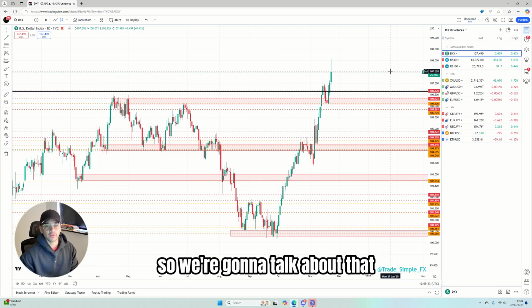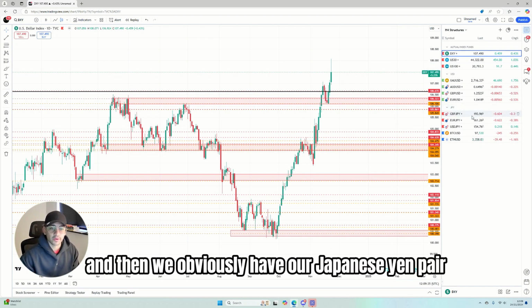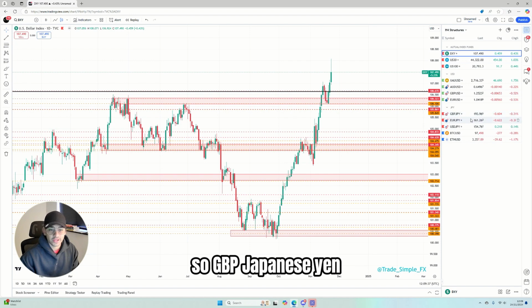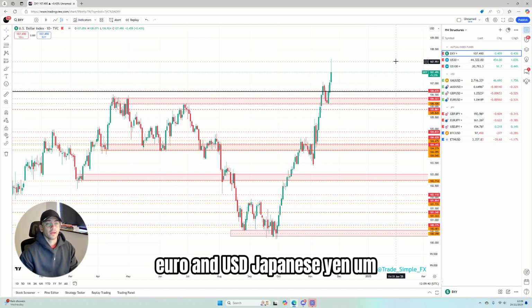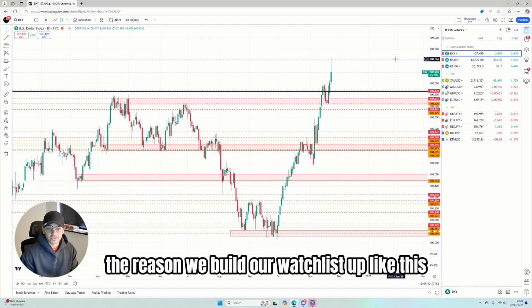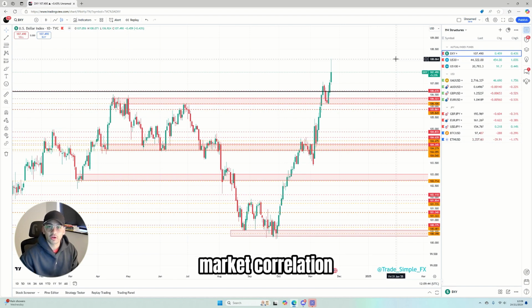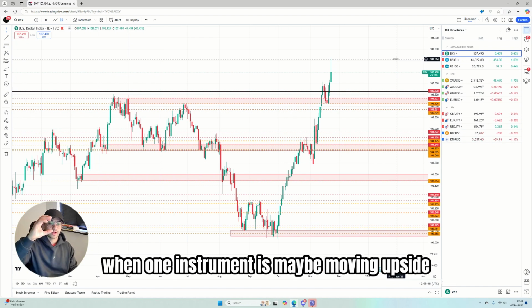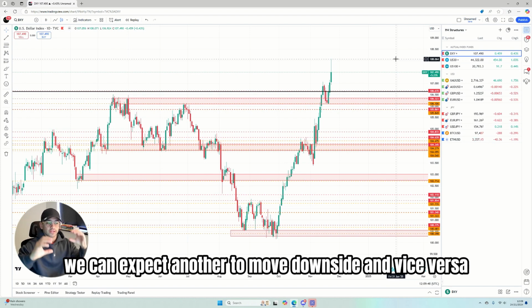So we're going to talk about that, we're going to get into that, and then we obviously have our Japanese yen pairs, so GBP Japanese yen, Euro, and USD Japanese yen. The reason we build our watch list up like this is because of correlation, market correlation. When one instrument is maybe moving upside, we can expect another to move downside, and vice versa.